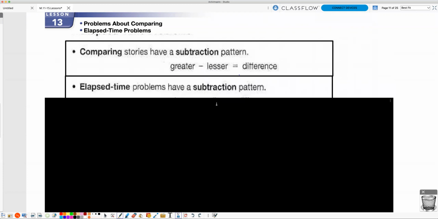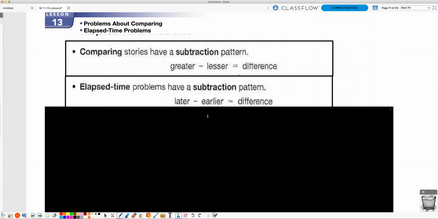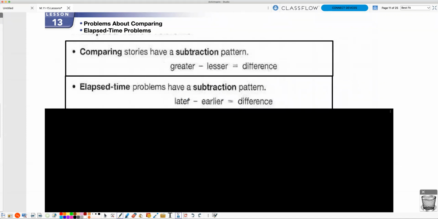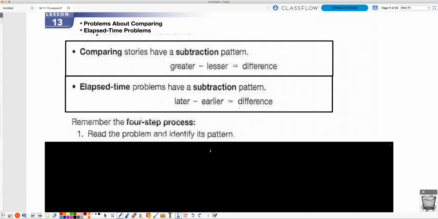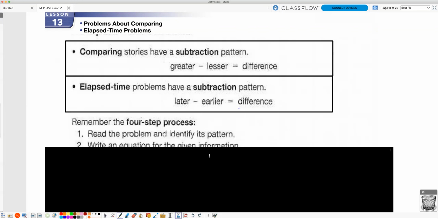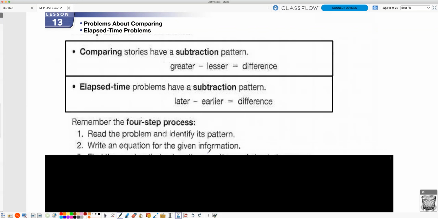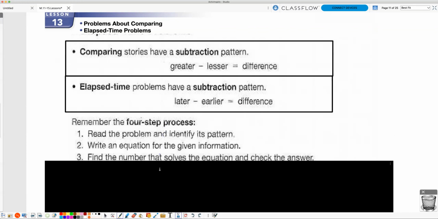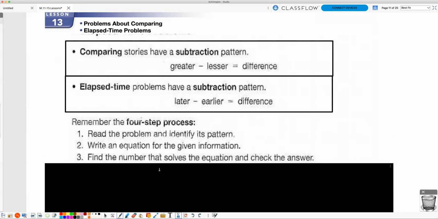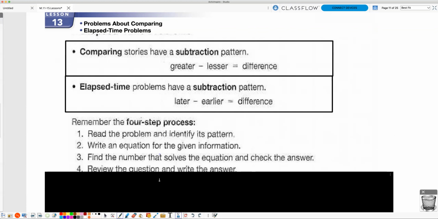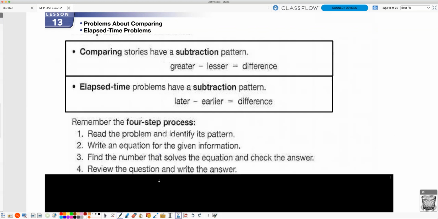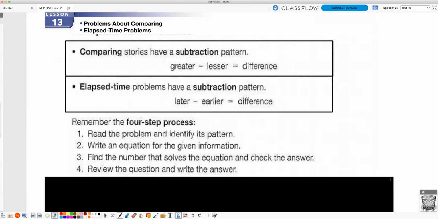Sometimes there's elapsed time problems. They'll have a subtraction pattern as well. Like the later date subtract the earlier date equals the difference. Remember the four-step process. Number one, read the problem and identify its pattern. Number two, write an equation for the given information. Number three, find the number that solves the equation and check the answer. And your fourth step, review the question and write the end answer.